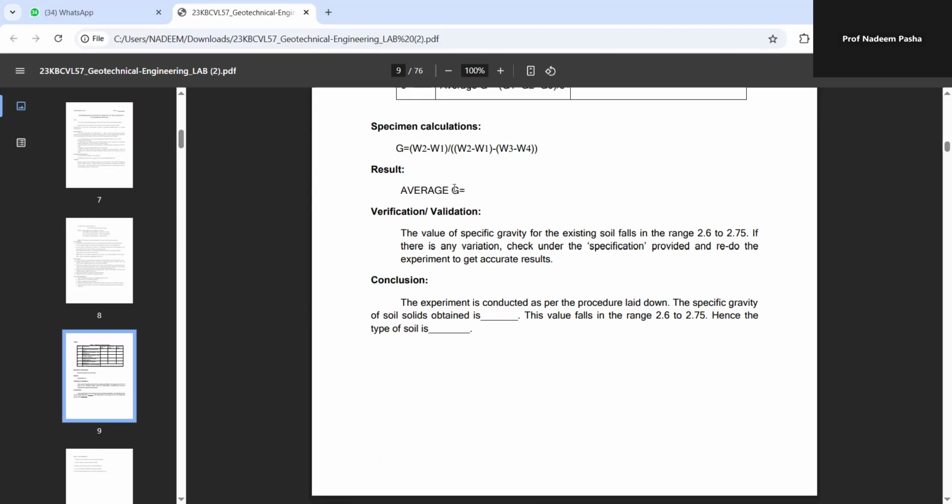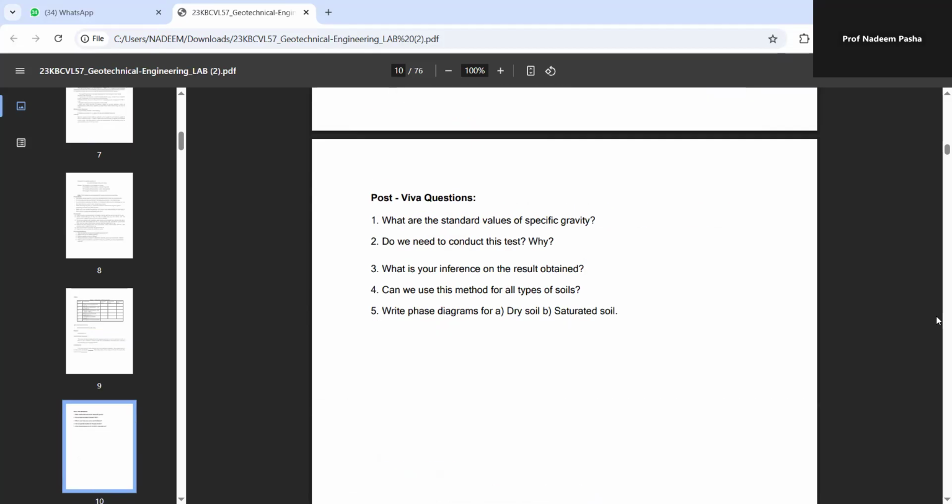The experiment is conducted as per the procedure laid down for the specific gravity of soil. The value of solids is obtained, whatever it may be, you can write it. This value falls in the range of 2.6 to 2.75. Hence, you have to classify whether this type of soil is soft soil or hard soil. Depending upon the values obtained, you can classify the soil.